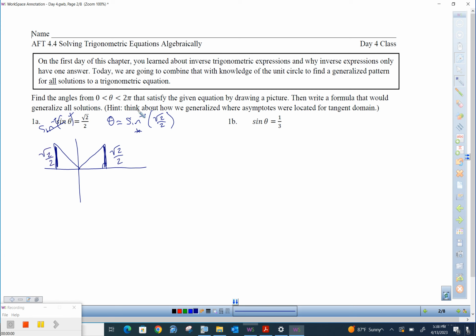But the reason we focus so much on this inverse is because there's going to be problems like B where we can't algebraically see these answers because they're not nice special triangles that we're used to. So we have to use that inverse and understand which answer our calculator is giving to us. Because an expression, remember, only has one answer, whereas an equation, when it's periodic, has infinitely many. So these are 2 of them, and we're solving for theta.